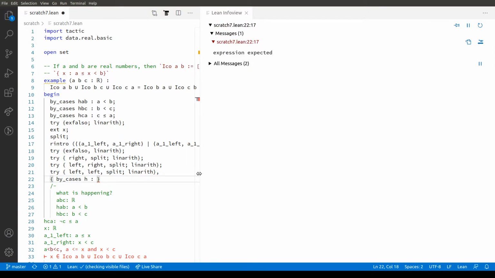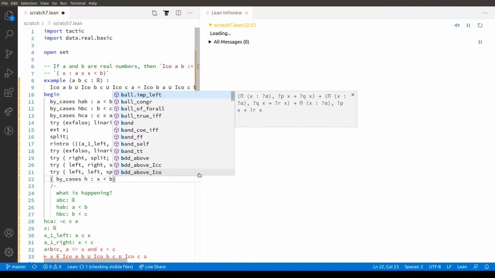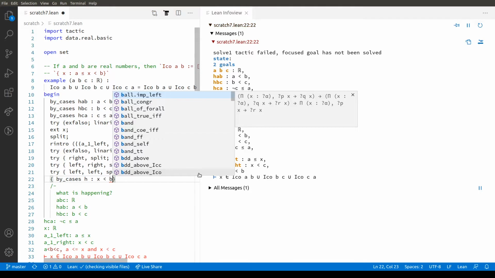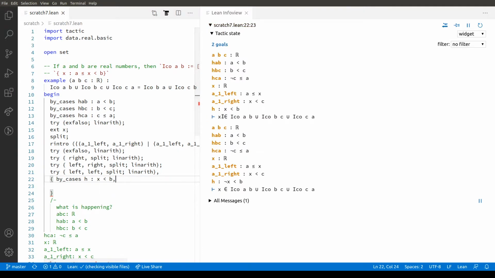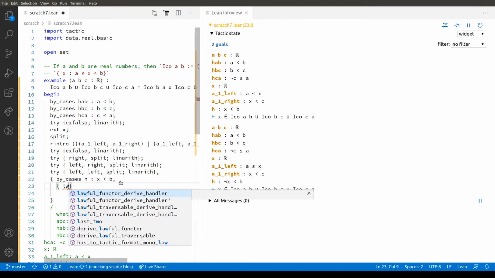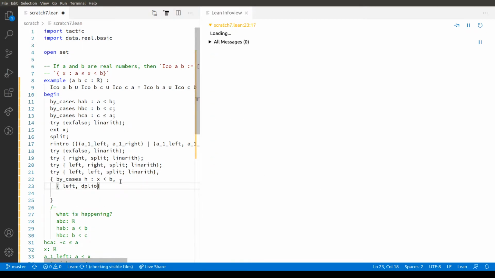Let's do x is less than b there, and now what? Let's have a look at what we have to do. You see, it's getting slow, right? Because we're trying to get lots of goals and then shrink the goals. But now every time I hit enter, it's slower. Look, A is less than root of X and X is less than B. So we can prove this one with left, split, assumption there, and the right one is going to be, I don't know, right something.